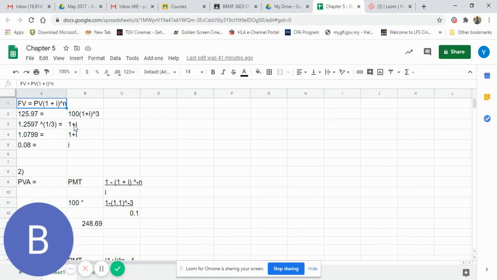Here it is still 1 plus I. Once you calculate 1.2597 to the power of 1 over 3, you get 1.099. Then for 1 plus I, the 1 you bring to the other side becomes minus. So this figure minus 1, you get 0.07999. When you round to 2 decimal points, you get 0.08. Therefore, your interest rate would be 0.08 or 8%. So your answer would be 8%.